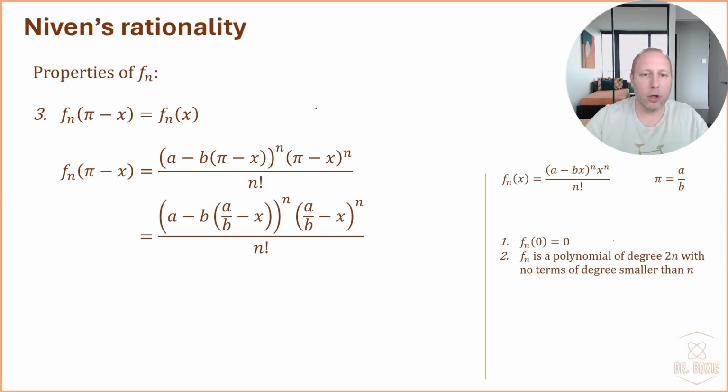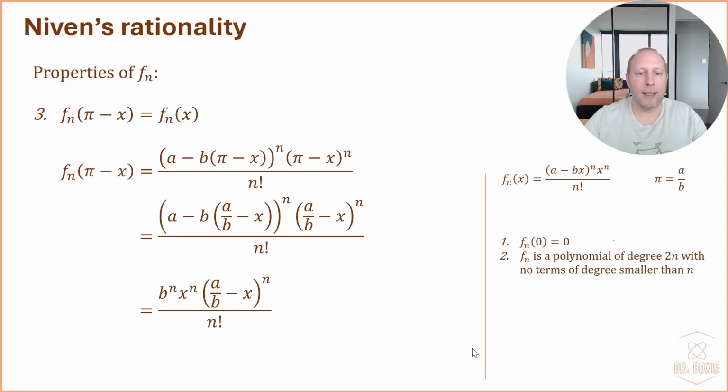Now, in the numerator on the left factor, we can bring the b into the bracket, and so we get a minus b times a over b, so that's a, so a minus a cancels out, and we're left with minus b times minus x, so that's bx to the power n, so that's b to the n times x to the n, and everything else remains as it was.